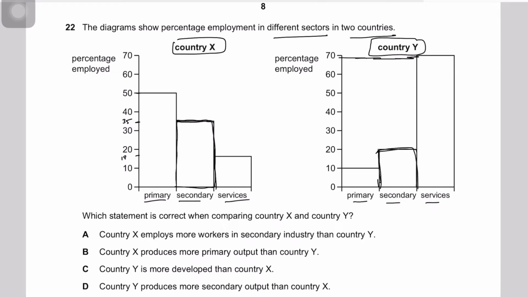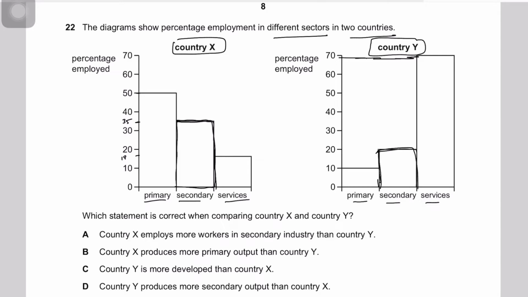So we can't say that country X is employing more workers in secondary sector, and I'll prove that mathematically. Although we can say that country X employs, as a percentage of the labor force, yes, it employs more people in secondary. The percentage employed in secondary sector is much greater than the percentage employed in secondary sector in country Y, but not the number of people employed.